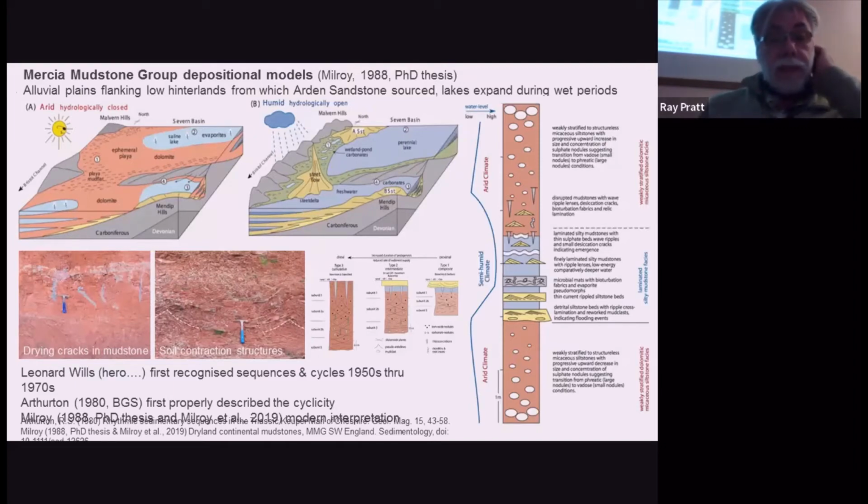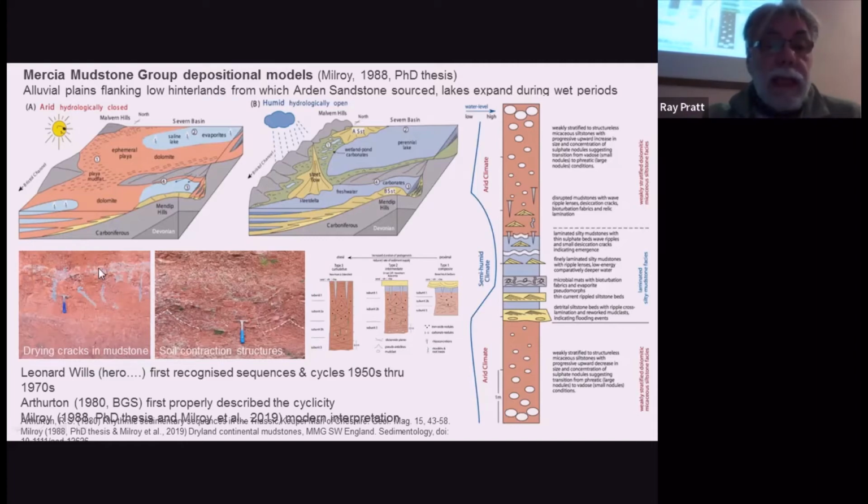Two people I want to mention here. One is Leonard Wills. He first recognizes these sequences in the Mercia Mudstone Group back in the 1950s through to the 1970s and did extraordinary work. And then subsequently, a gentleman called Paul Milroy did his PhD on the Mercia Mudstone Group and developed some depositional models. And he describes many of the features that we see in these modern evaporitic lake sequences, which are directly comparable to what we see in the Mercia Mudstone Group.